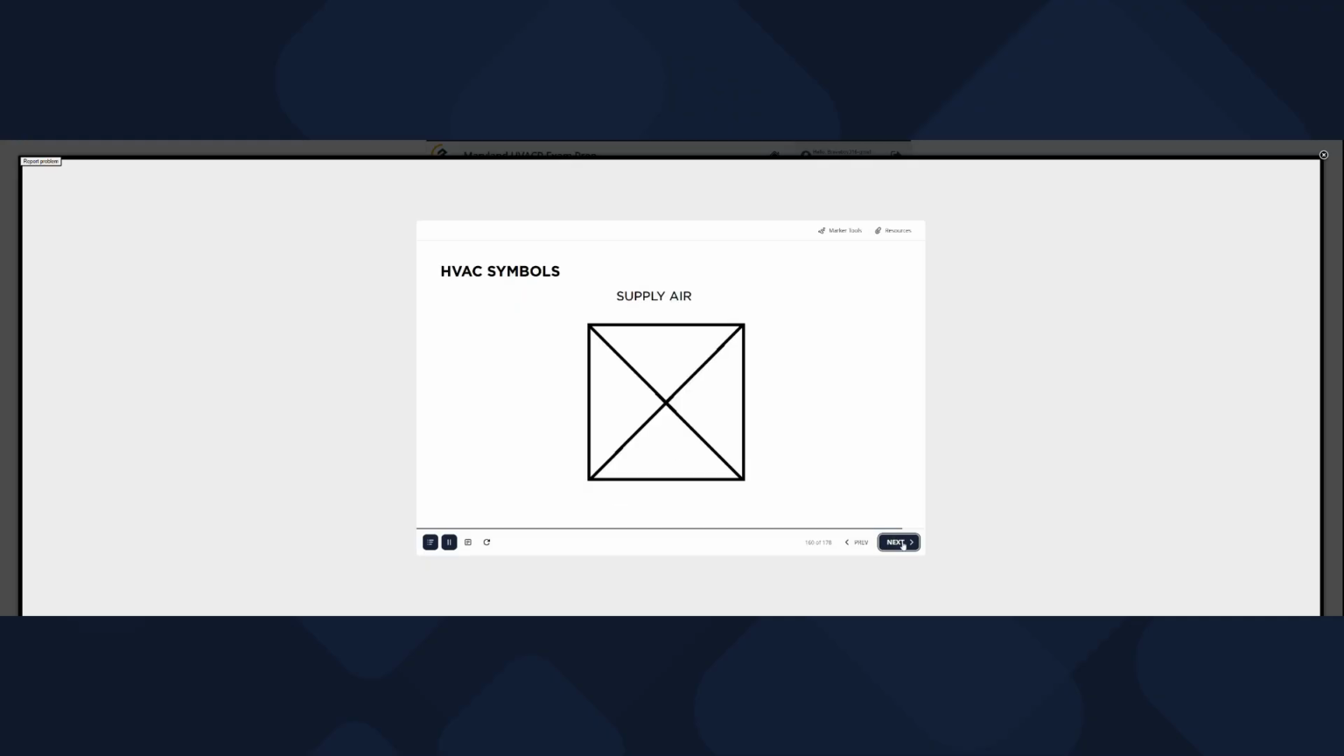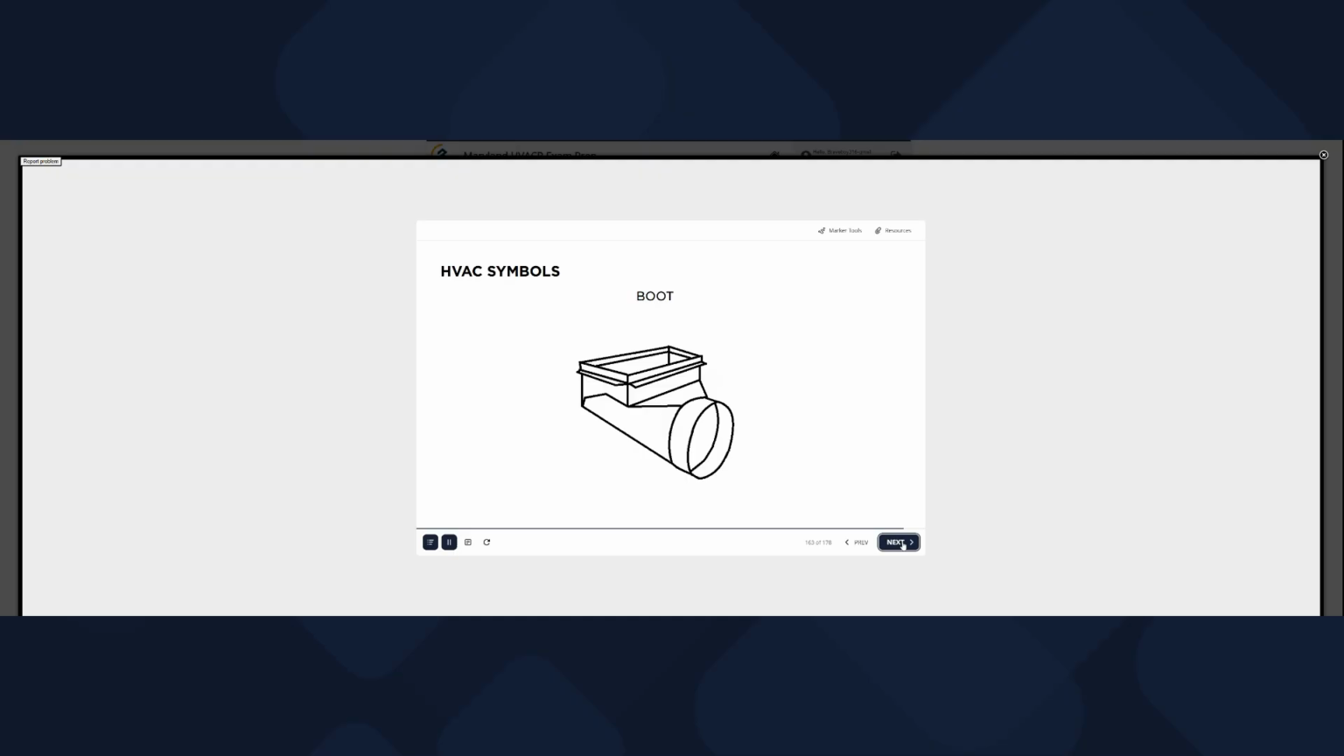The symbol for supply air is a box with two diagonal lines. The symbol for return air is a box with one diagonal line. The symbol for thermostat is a T inside of a circle. This is the fitting symbol drawing for a boot. Boot fitting from branch to stack.